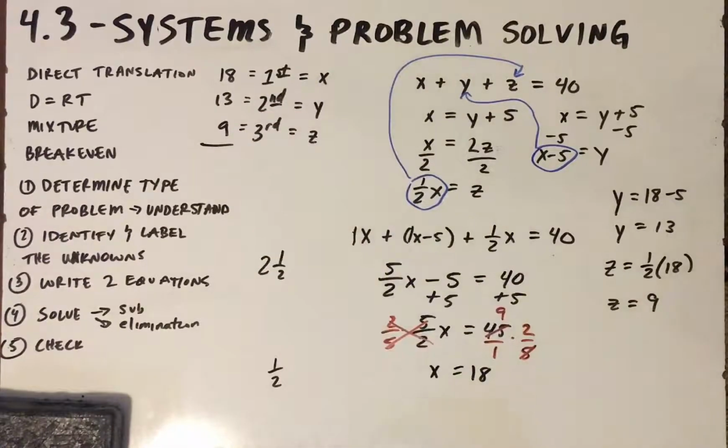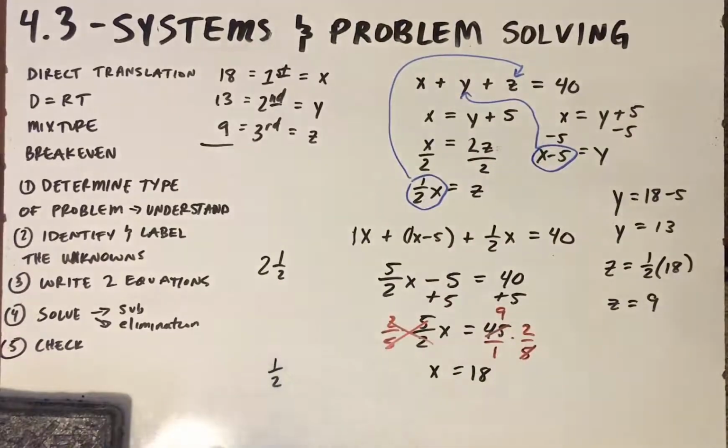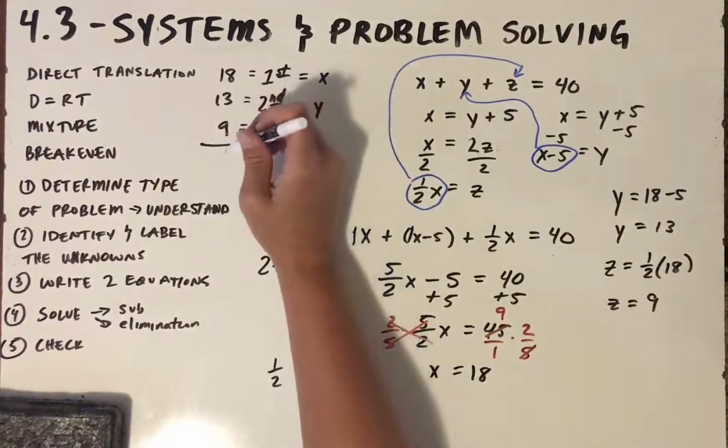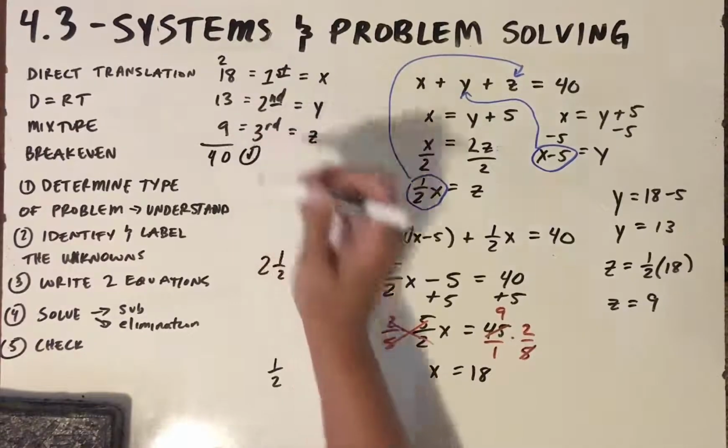So how can I check this problem? Well, it says that the sum of all three of these numbers is 40. 18 plus 13 is 31, plus 9 is 40. That does indeed check out.